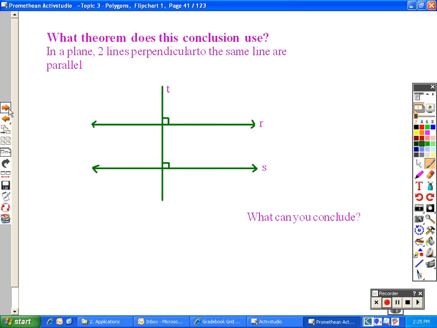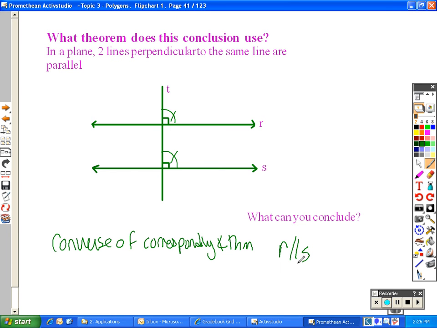All right. What theorem does this conclusion use? So here we have 2 lines. We know that this angle is right and this angle is right, which means they are congruent to one another. What pair of angles does this look like? Well, it looks like a pair of corresponding angles to me. So basically, by the converse of the corresponding angle theorem, we can say that R has to be parallel to S because our corresponding angles are congruent.